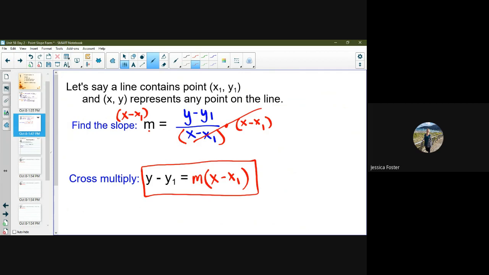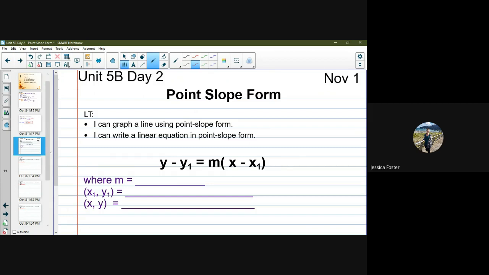So here are your notes for today. Go ahead and set up your notebook, pause the video. Our learning targets: I can graph a line using point slope form. I can write a linear equation in point slope form. Point slope form: y minus y1 equals m times x minus x1, where m, once again, is our slope.